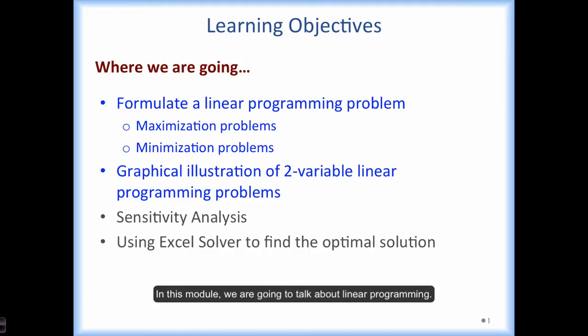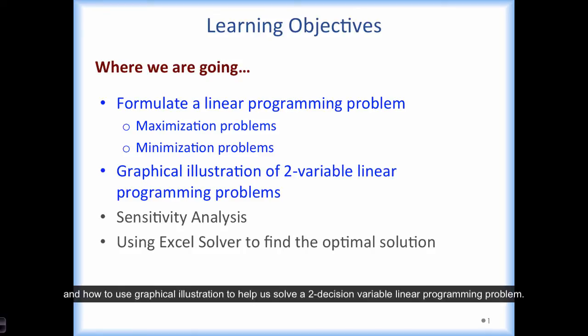In this module, we are going to talk about linear programming. In particular, we will focus on how to formulate the linear programming problem and how to use graphical illustration to help us solve two decision variable linear programming problems.